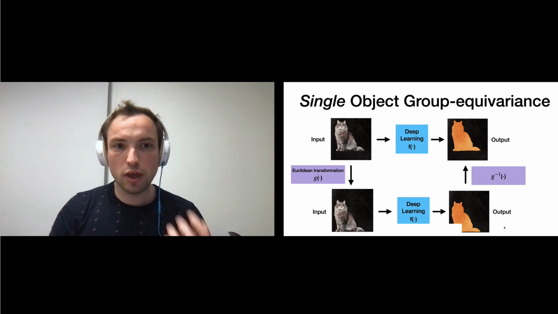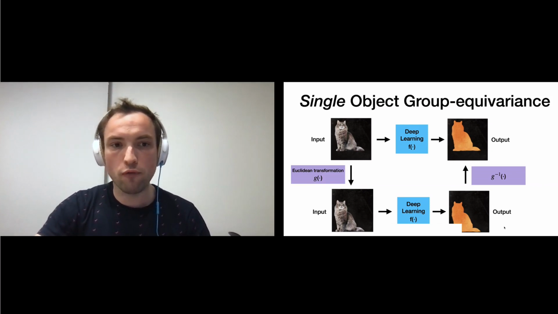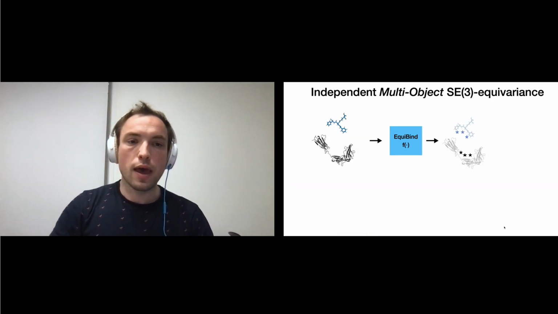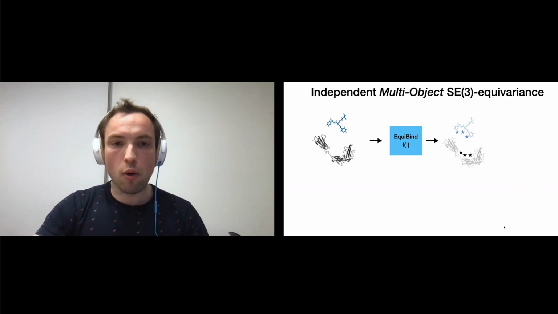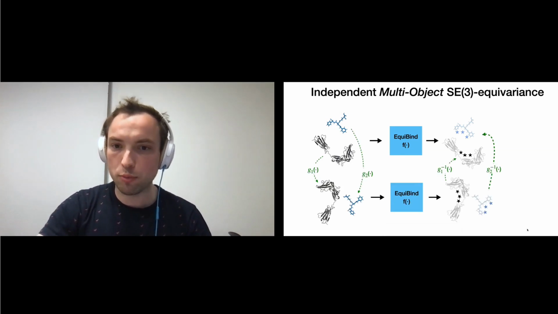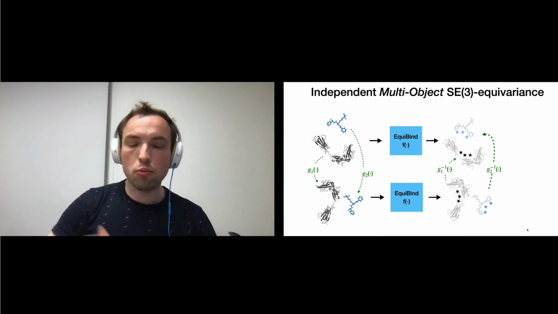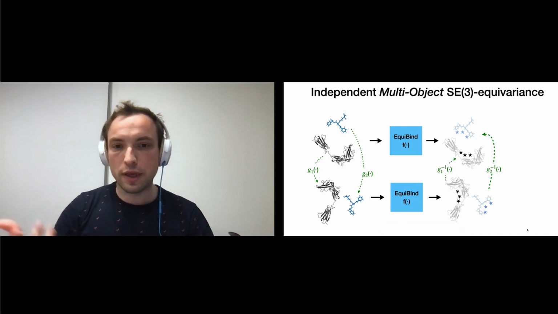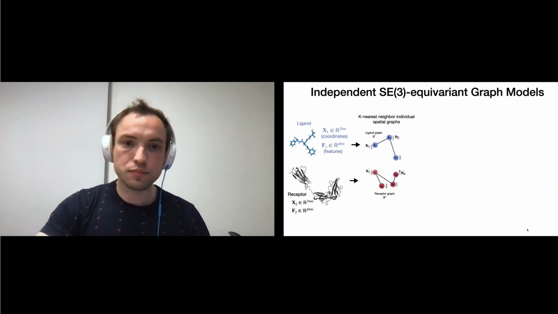Importantly, we take this idea of single-object group equivariance, which was developed initially for convolutional neural networks, and now we generalize this for multiple objects to incorporate independent SE(3) transformations. So our EquiBind model is going to take the two molecules as input and predict two key point sets as output. If these two molecules are transformed with independent SE(3) transformations, then the output of our EquiBind model, if it reverts these independent SE(3) transformations, is going to close this diagram.